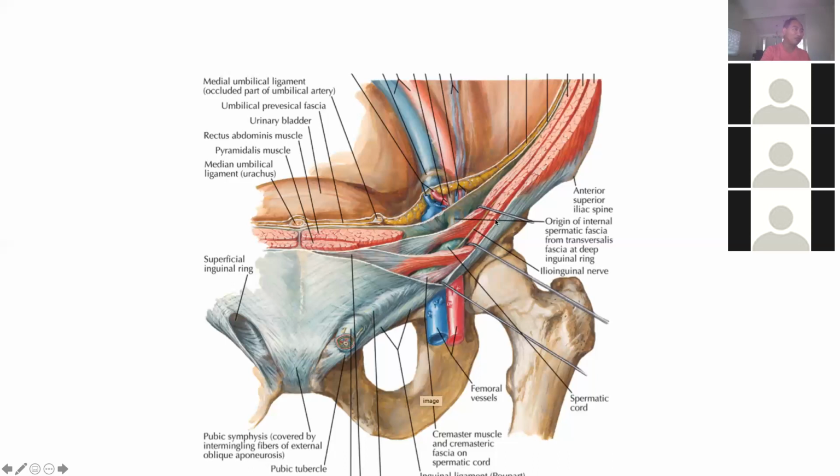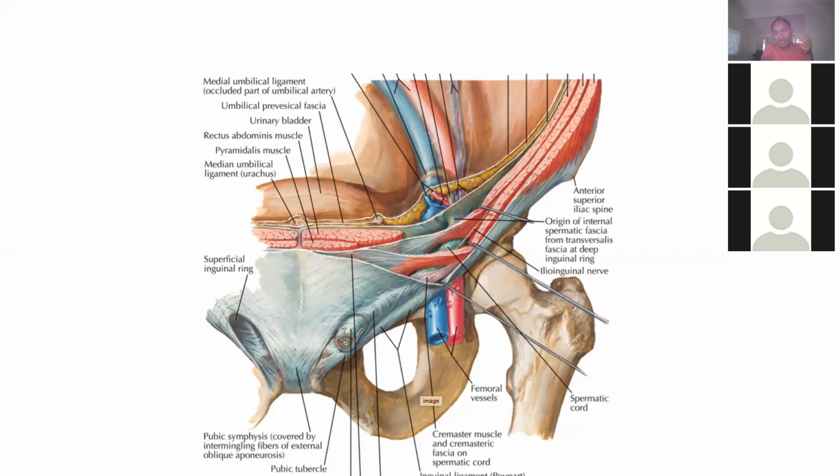The internal oblique, on the lateral third of the inguinal canal, is stacked to the external oblique. In the middle third, the external oblique goes here, and the internal oblique will be joined by the transversus abdominis muscle on the medial third of the posterior part of the inguinal canal. This inguinal canal in the male transmits the spermatic cord. In the female, the inguinal canal transmits the round ligament of the uterus.